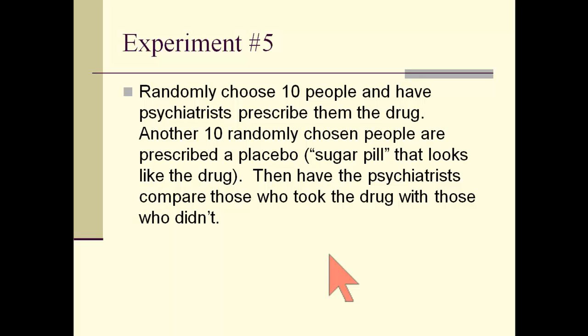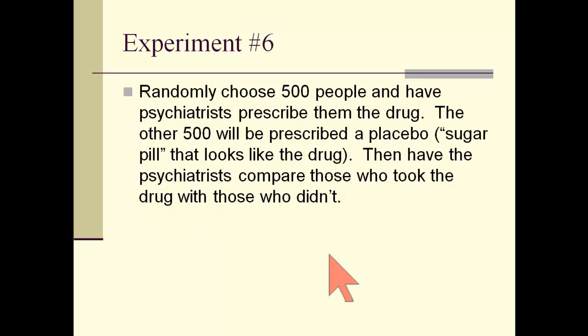And so let's try this. Randomly choose 500 people and have them take the drug. The other 500 get a placebo. Then compare the results. This is getting close now. We have large numbers. We have two groups that are randomly chosen, so they look pretty much alike before the experiment. Nobody knows whether they're getting the drug or the placebo, so the psychological effects have been presumably canceled out. There's one more thing we should do.